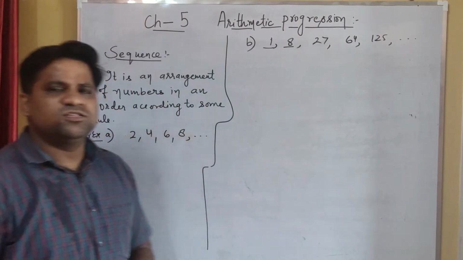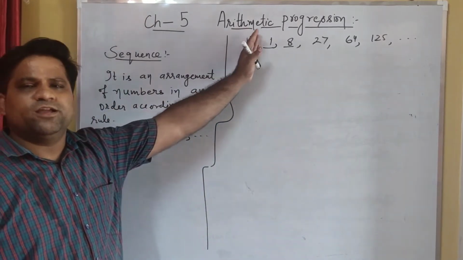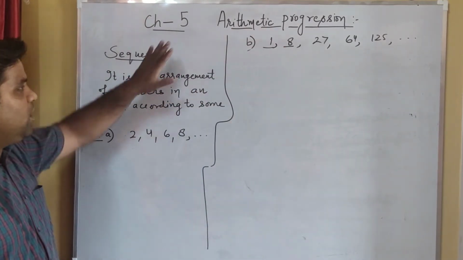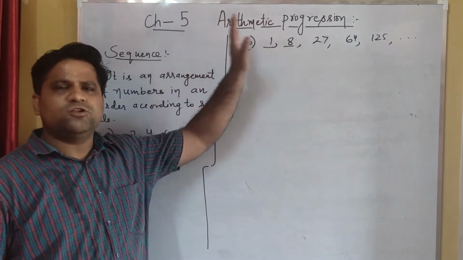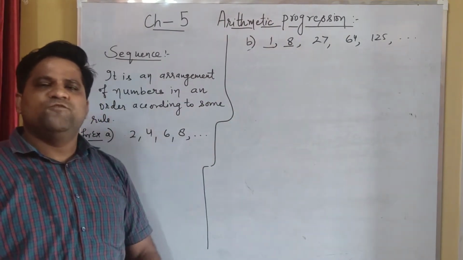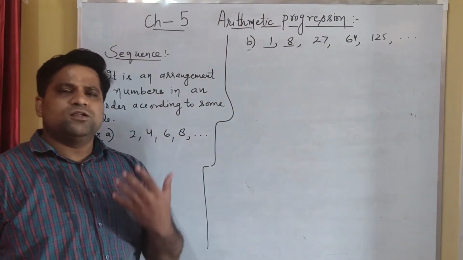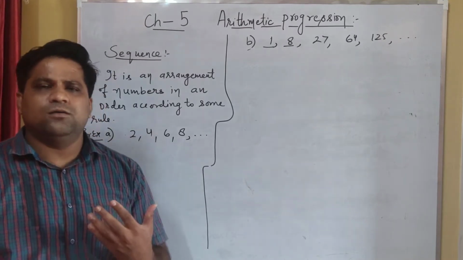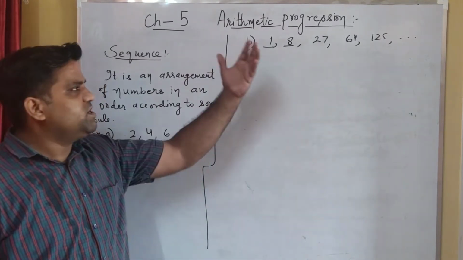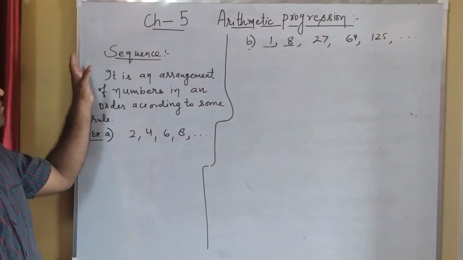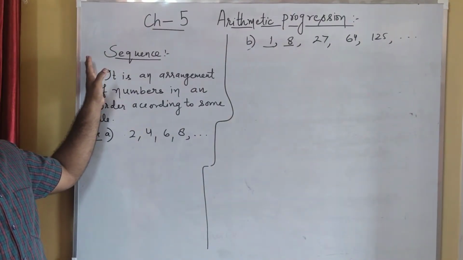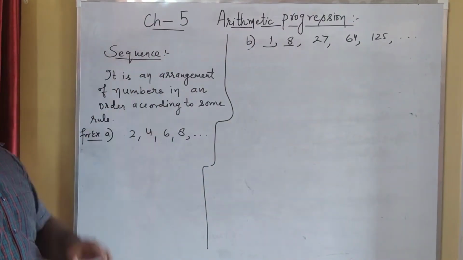So let us come on the chapter number 5, arithmetic progression. Now before starting this chapter, we need to understand some concepts, that is, what is the meaning of arithmetic progression. So let us come on the first concept of arithmetic progression, which is sequence.